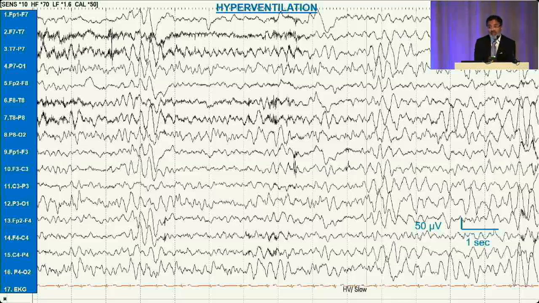Hyperventilation should not be done in patients with pre-existing cerebrovascular disease such as stroke, hemorrhage, and sickle cell anemia. These are times where actually you can accentuate the vascular pathology by hyperventilation. And it's only helpful in patients with generalized epilepsy. It does not tend to accentuate focal epileptiform discharges.